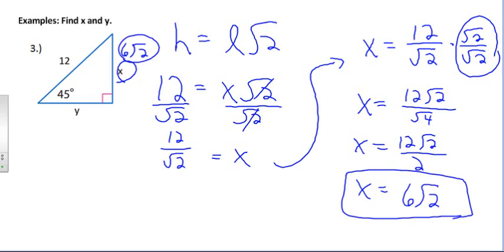Well, if that leg is 6 square roots of 2, we know the other side here is also the same length because the legs are congruent to each other. So y is also 6 square roots of 2.